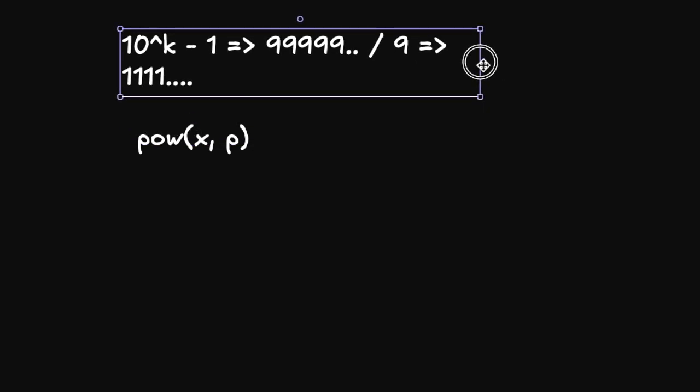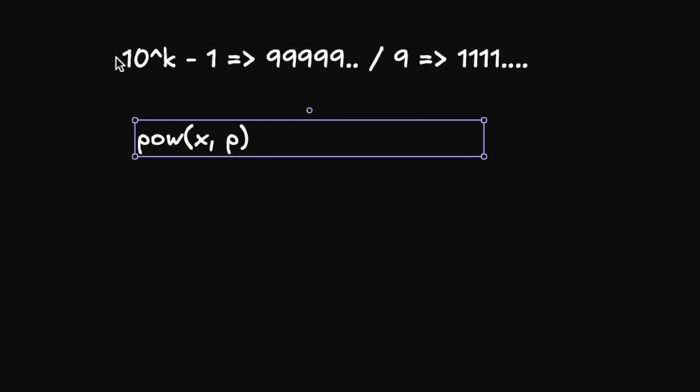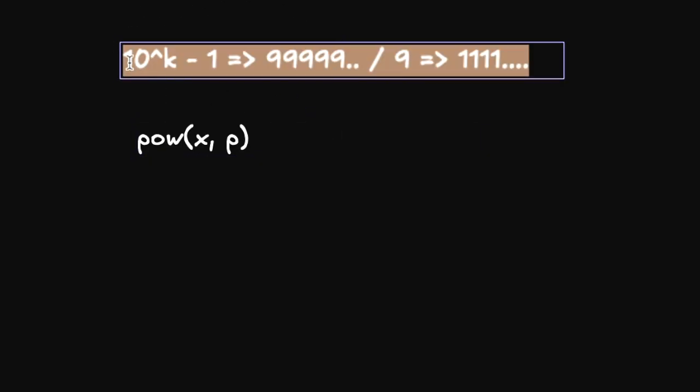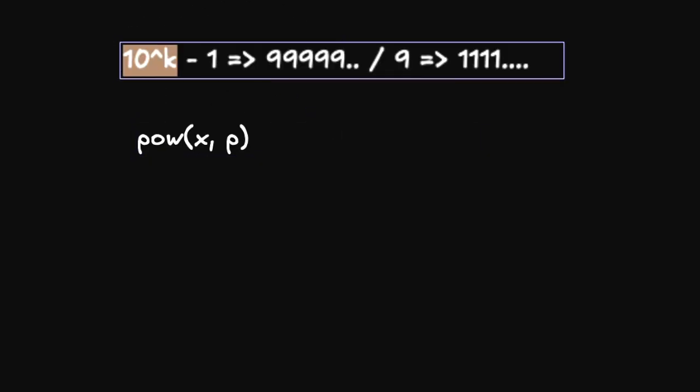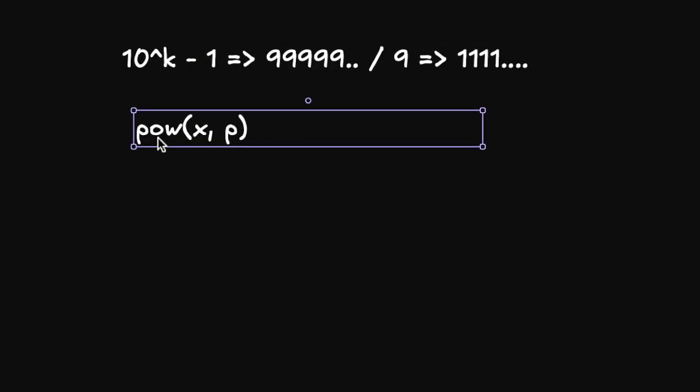So let me move it here. This actually hinges on how fast we can calculate 10 to the power of k, right? I didn't explain earlier, but if you do any power, in general, I'm not just looking for 10 to the power of k, but in general, x to the power of p, I just write it in a function like that.